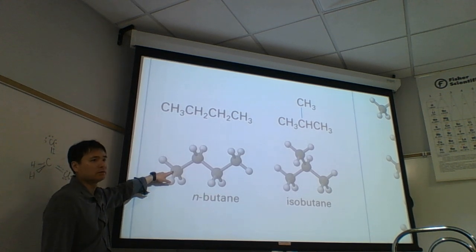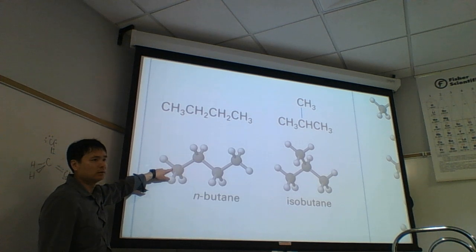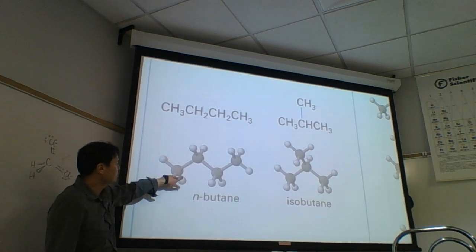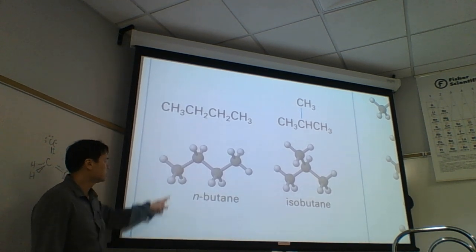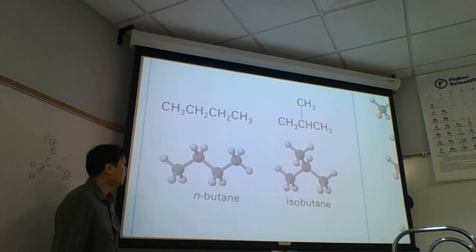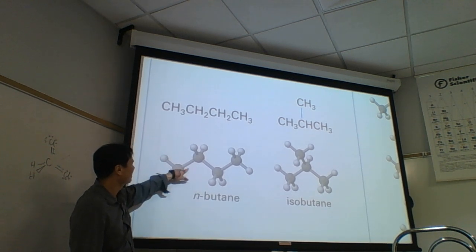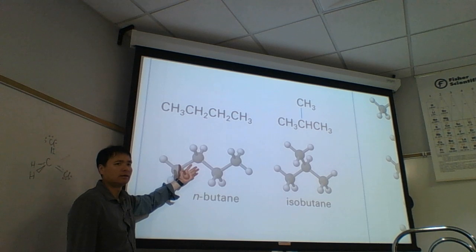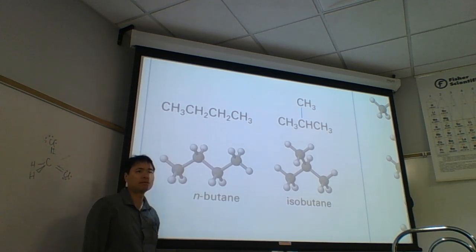How many groups around carbon 1? 4. Single bond, single bond, single bond, single bond. 4 single bond groups. That's going to give an EPG tetrahedral. And then we look at the atoms. Are the atoms in the same arrangement? Yeah, 4 bonded atoms in a tetrahedral arrangement. Do you see that?